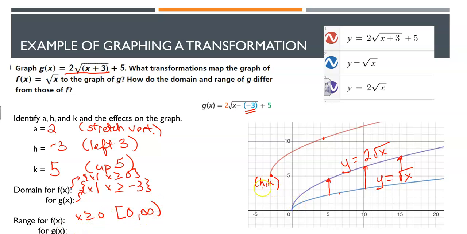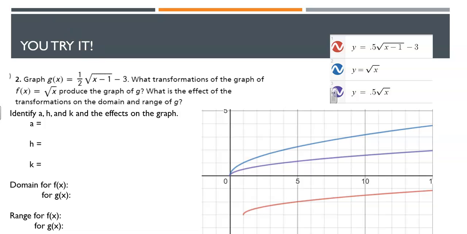And then for g of x, the range, k, that's my 5. So y is greater than or equal to 5. Or you could do 5 to infinity. Or you could use the set notation, y such that y is greater than or equal to 5. The set notation just does it a little prettier than just saying y is greater than 5. All right, so that gives us an idea of what happens when we transform a graph. So I want you to try this one.